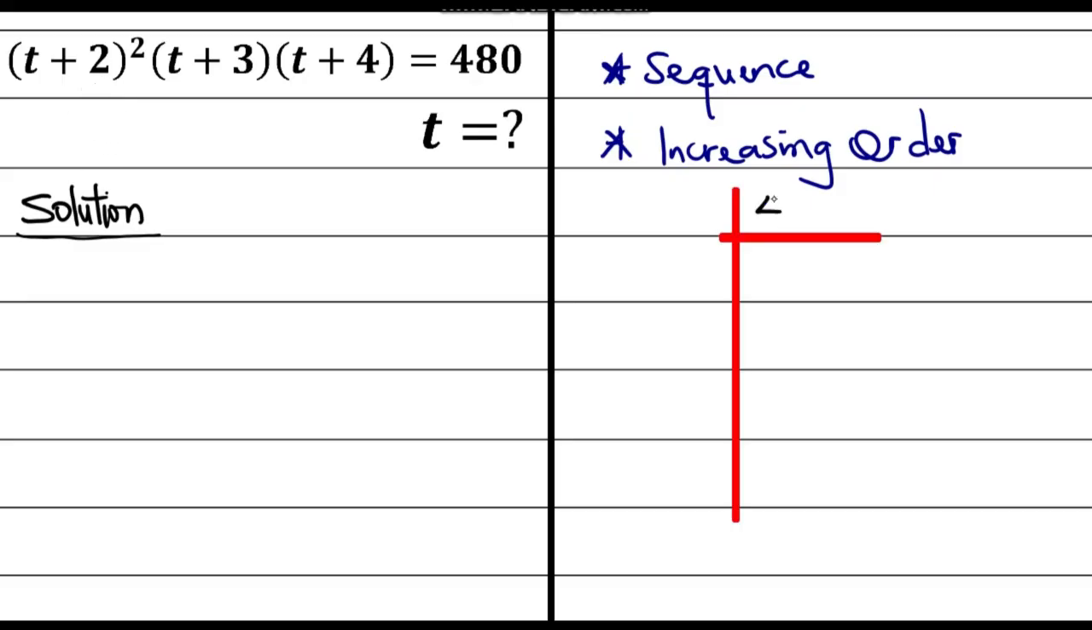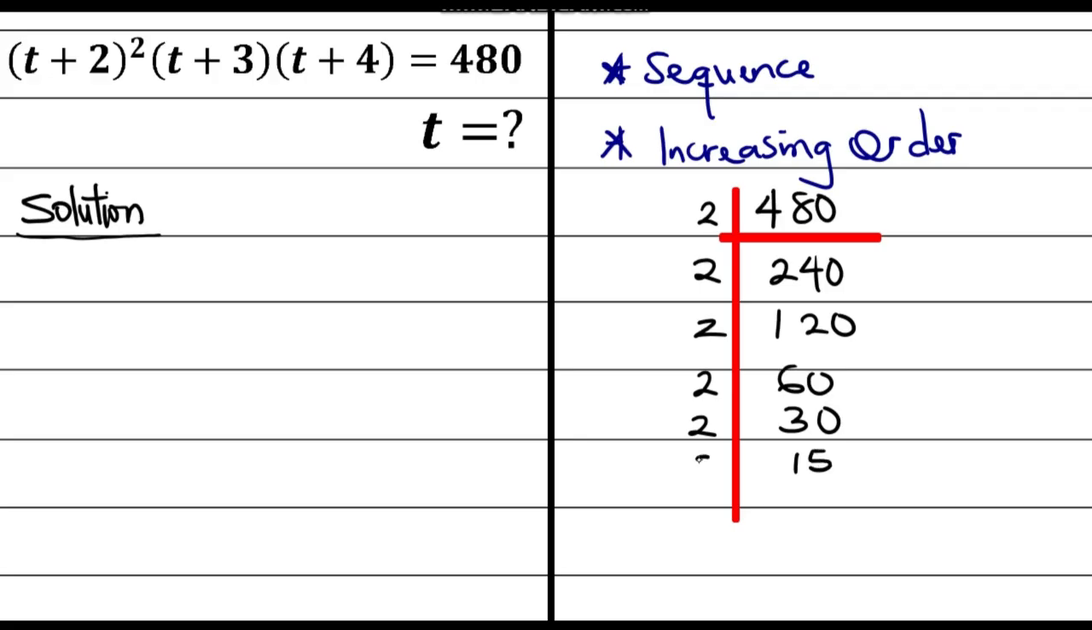And I write 480 here, and starting with 2 goes here, that's going to be 240. Another 2, that's going to be 120. 2 goes in 120, that's going to be 60. 2 goes here, that's going to be 30. 2 goes here, that's going to be 15. 3 goes here, that's going to be 5. Then the final one, 5 goes here, that's going to be 1.